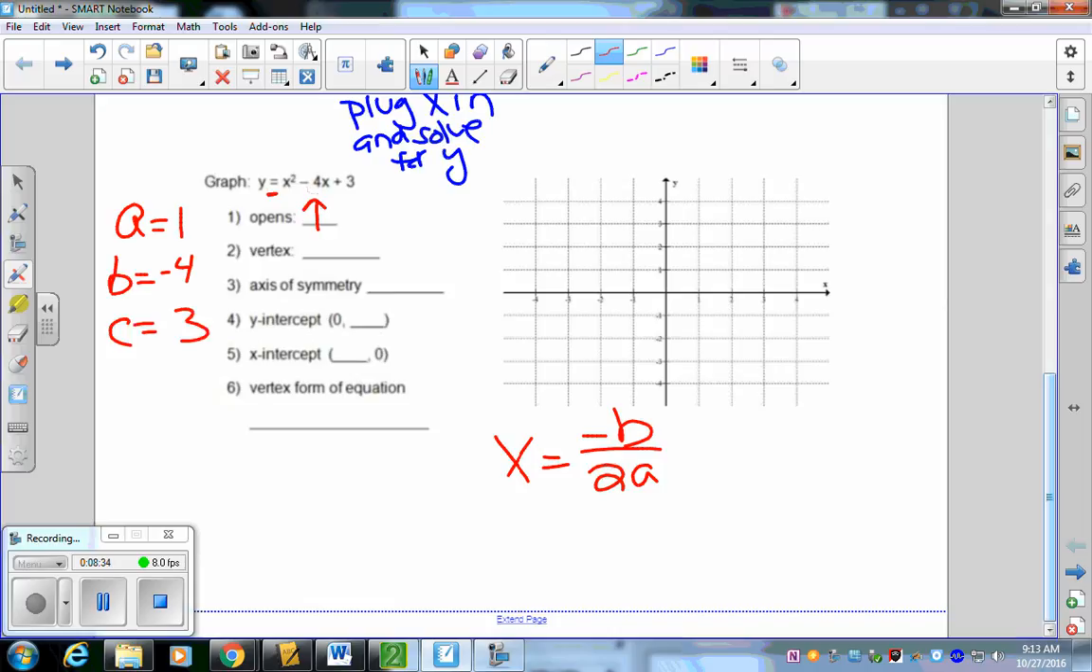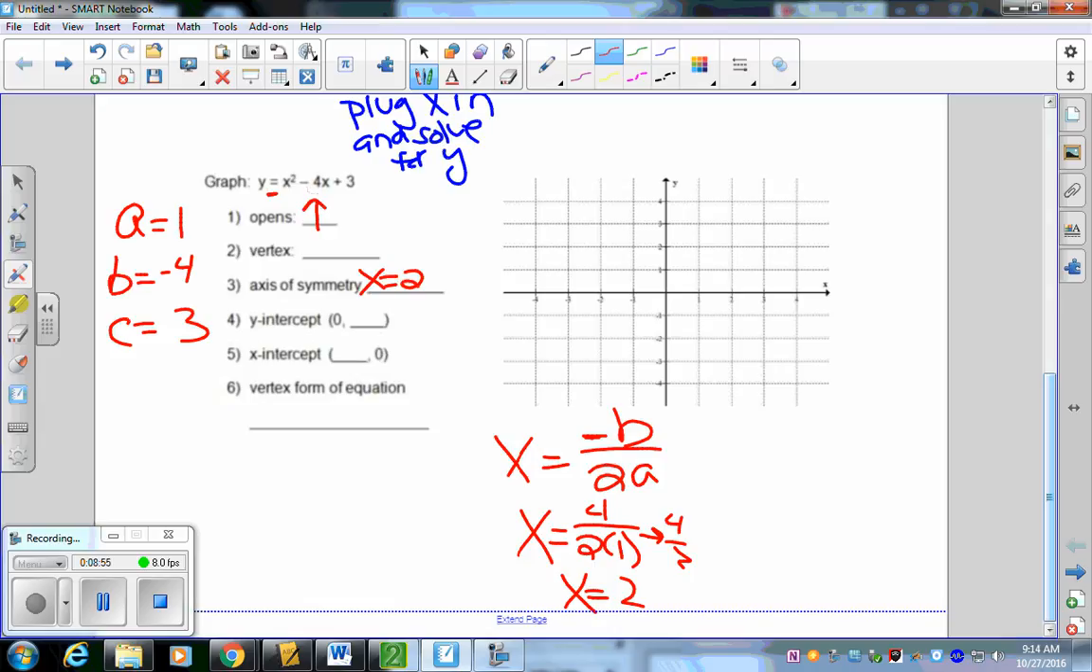Okay, so when I substitute things, I'm saying the opposite of whatever b is. So if b is a negative 4, I want the opposite of a negative 4, also known as a positive, over 2 times a, so over 2 times 1. Okay, that just ends up being 4 over 2, or x is equal to 2. So that is the axis of symmetry.